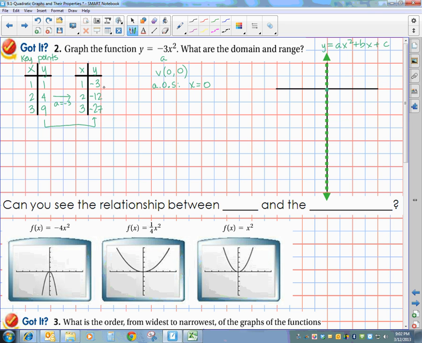Now, this tells you what to do. This is what you go over, and this is what you go up or down. Up if it's positive, down if it's negative. So from (0, 0), if I go over 1, I'm going to go down 3. 1, 2, 3. All right. And if I go over 2, I'm going to go down 12. 1, 2, 3, 4, 5, 6, 7, 8. All right, it's way down there, so I'm not going to worry about it.